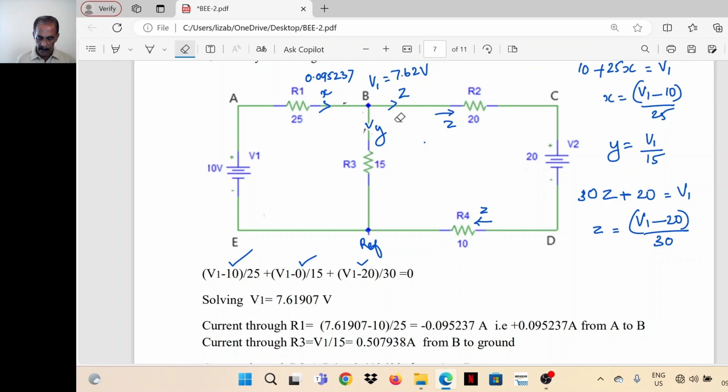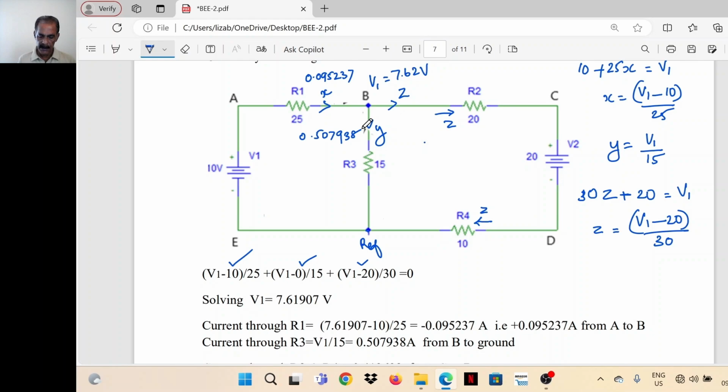Now next, Y is 7.62 by 15. We'll get a positive answer, that is 0.507, and this assumed direction is correct. That is 0.5079. Y is 0.507938.